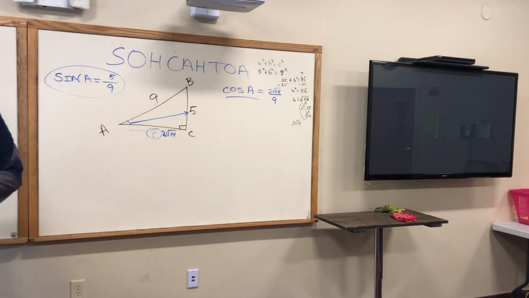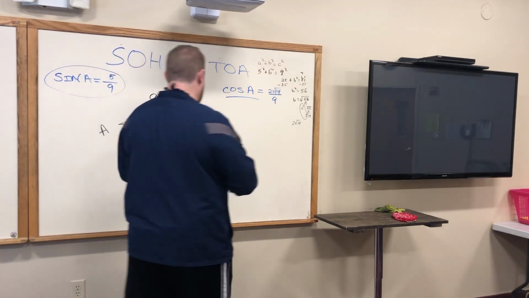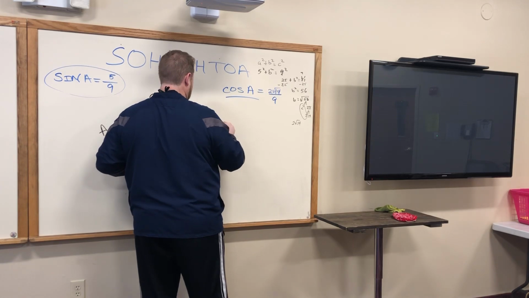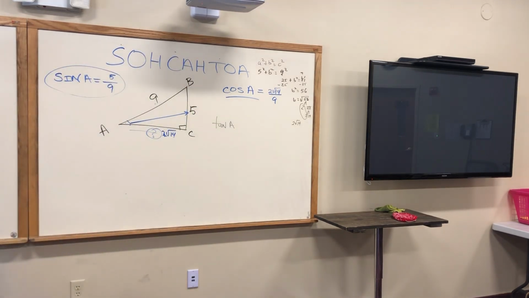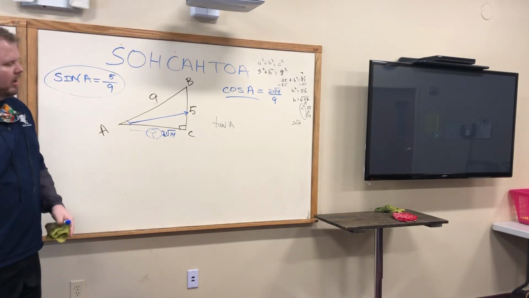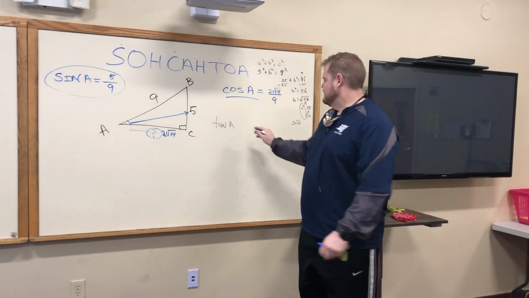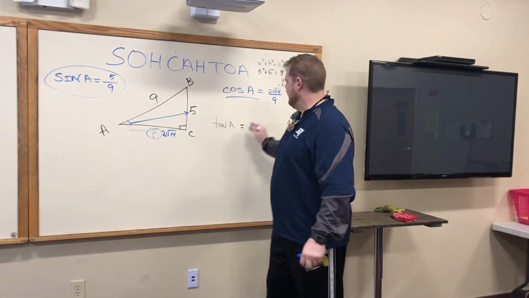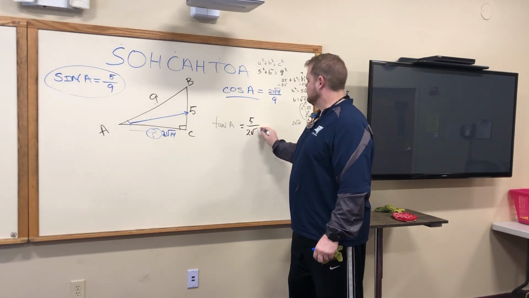Now, class, here's where it gets interesting. What if I asked you for tangent A? Anthony, great job for paying attention. I know you're on your couch, half asleep, covered up in a blanket, but you're always paying attention. So Anthony, tangent A, what over what? Opposite, good. What's opposite? 5 over adjacent, which is 2 square root of 14.